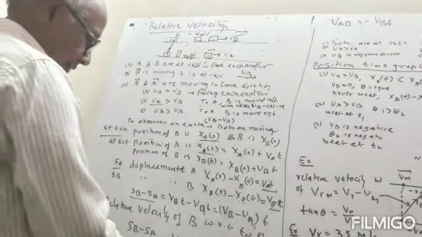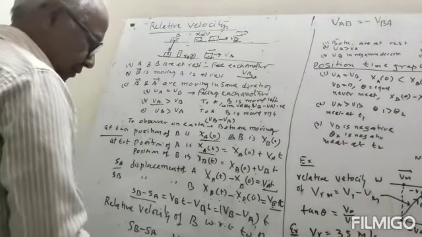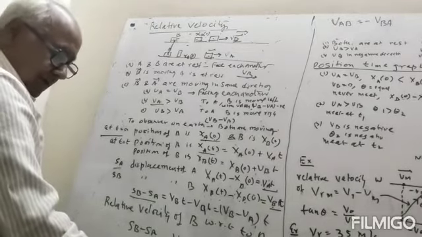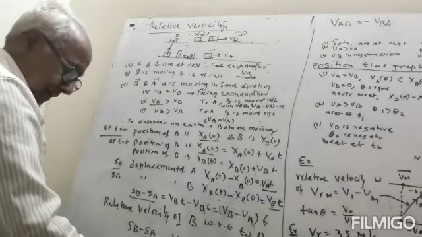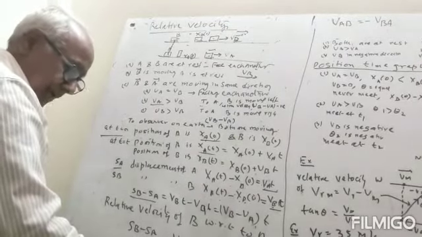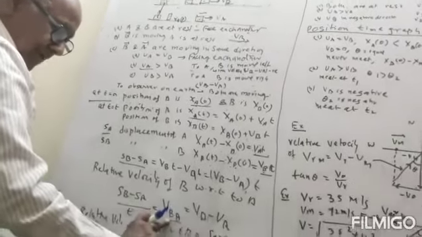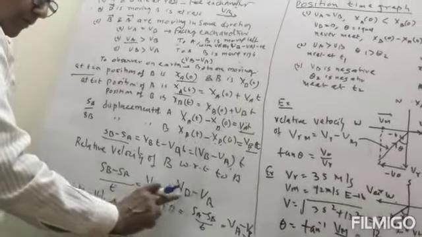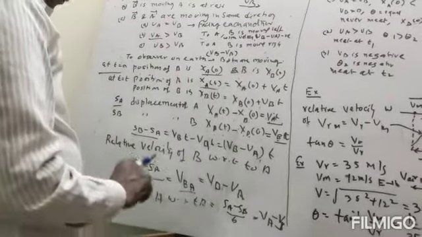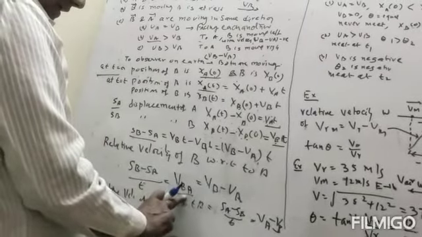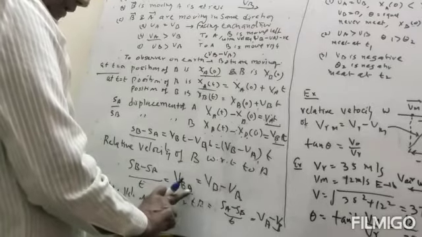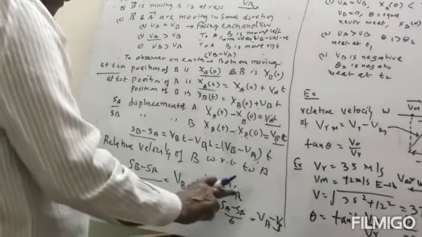This will be equal to VBA, we will call it VBA. VBA means velocity of B with respect to A. It means that it is the velocity of B which is observed by observer A. Here the observer is A and B is the velocity. So this will be equal to VB minus VA. So the relative velocity of B with respect to A will be equal to VB minus VA.